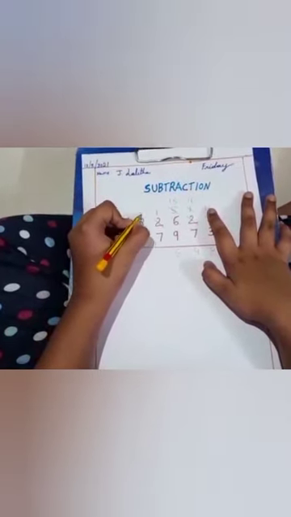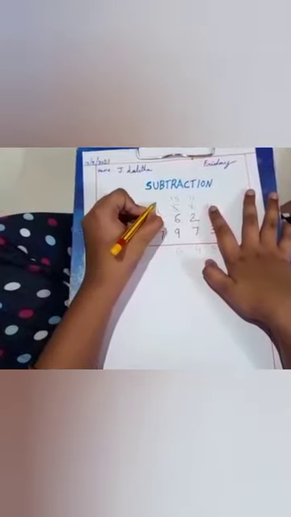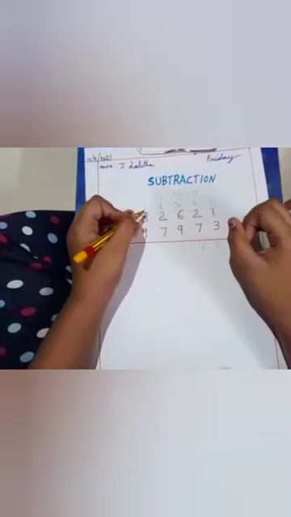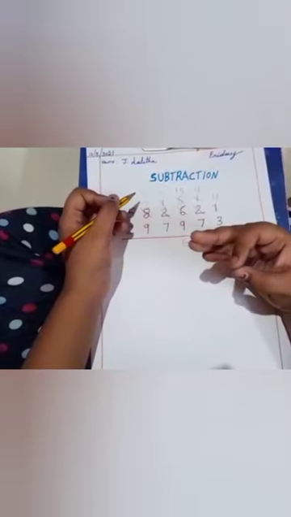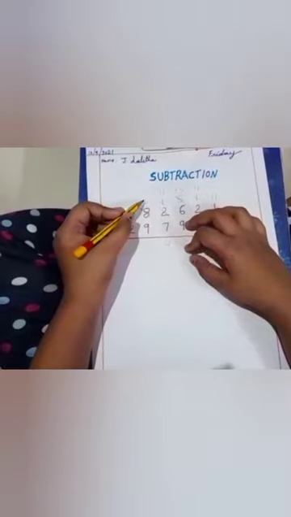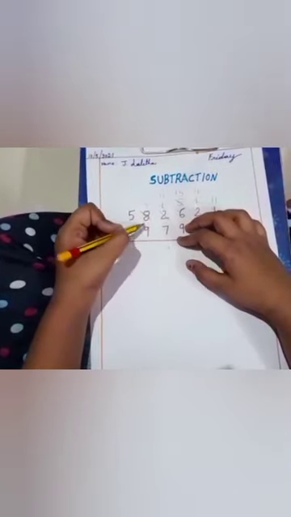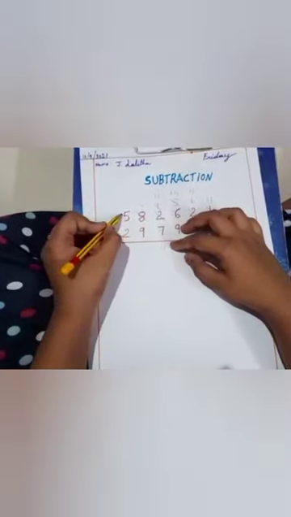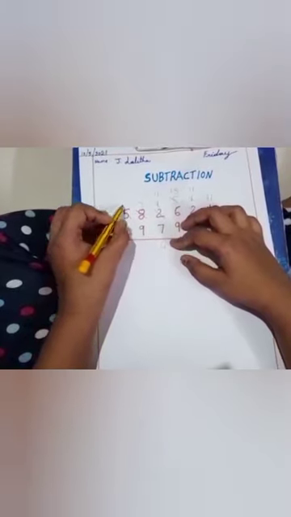8 comes 7. 1 comes 11. After 7, 8, 9, 10, 11. The answer is 4. We cannot subtract 9 from 7. That's why we take borrow.